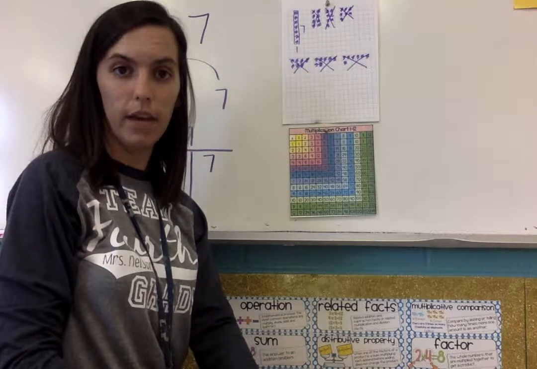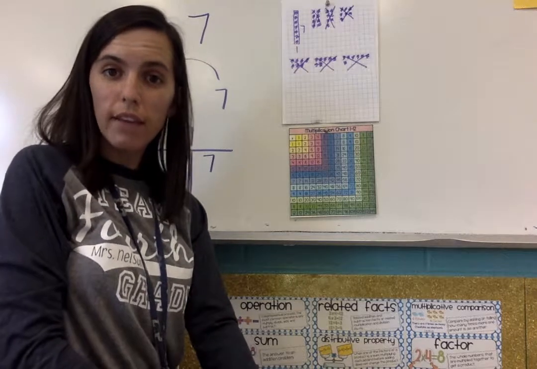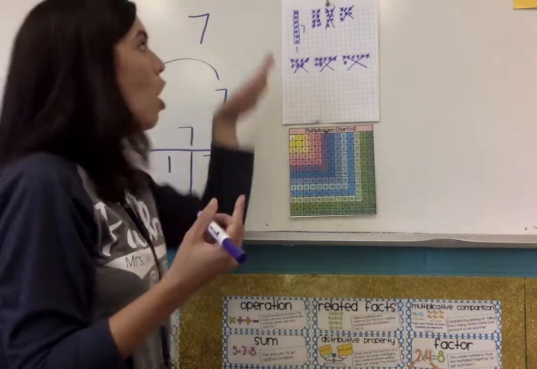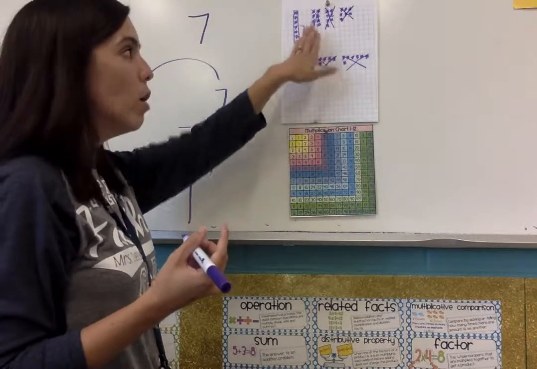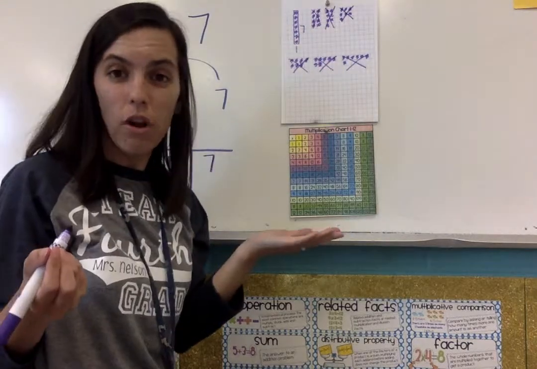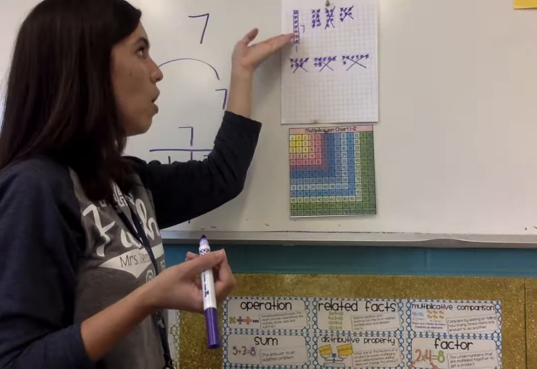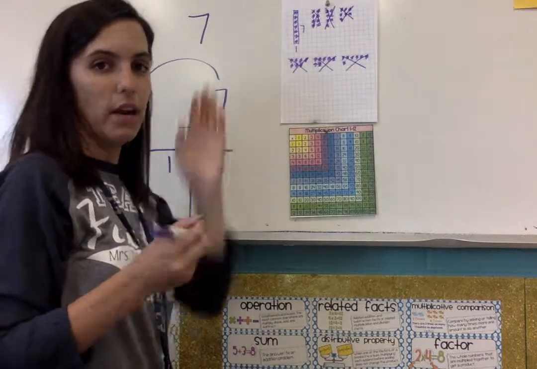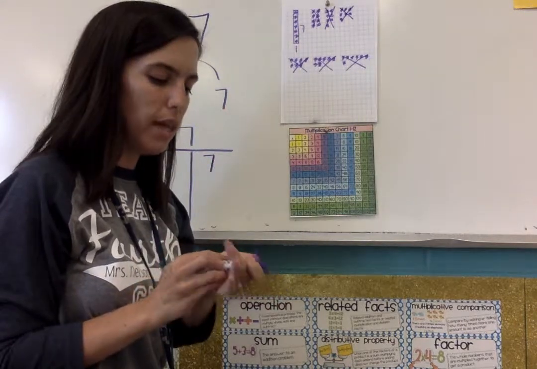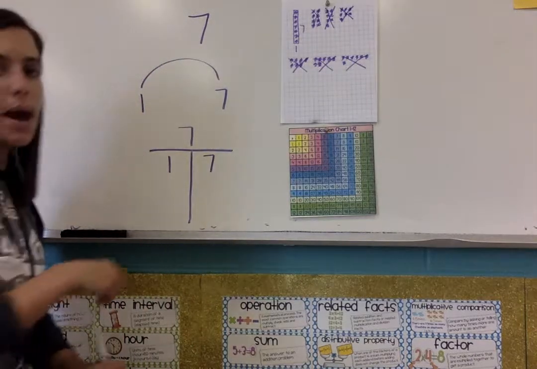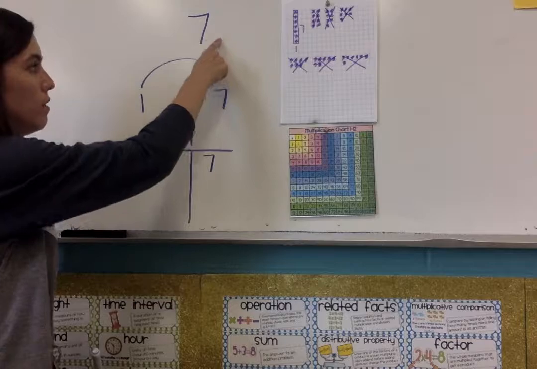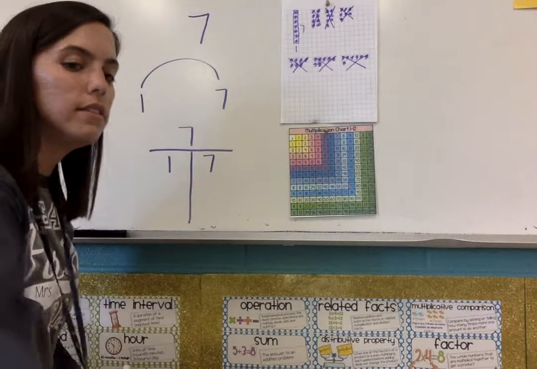Okay, so what comes after 6? 7. But our array right here had 7 rows. So I don't need to draw any more arrays because I can already see that array right here, a 1 by 7. So that tells me that I am done. So this tells me that my only factors of 7 are 1 and 7.